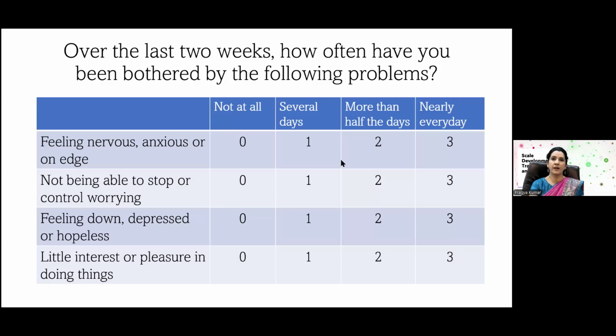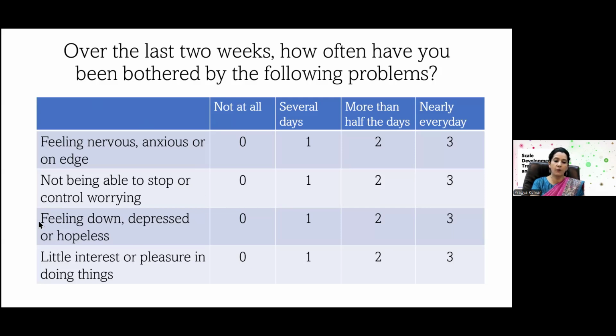Now, if I ask this question in the form of this scale, which is again a Likert scale, where I am taking like not at all, several days, in the form of an ordinal scale, more than half of the days and nearly every day. And the questions are, first is feeling nervous, anxious, or on edge. So this is the response of the first item. The second item is not being able to stop or control worrying. And he has answered like 0 here and here 3.